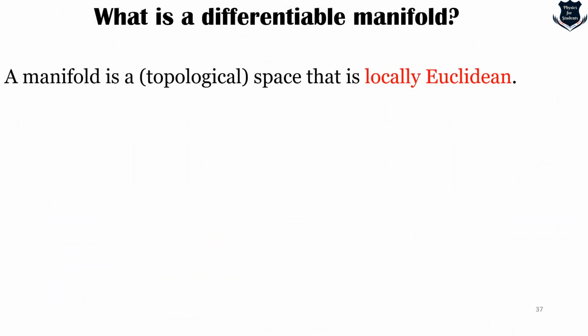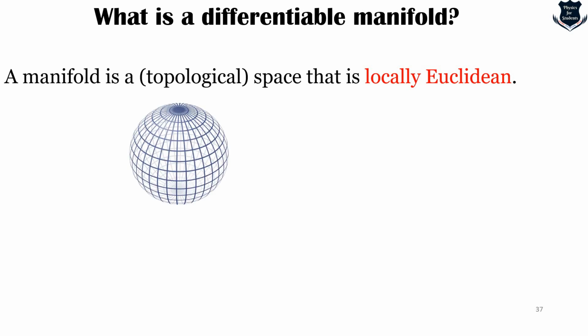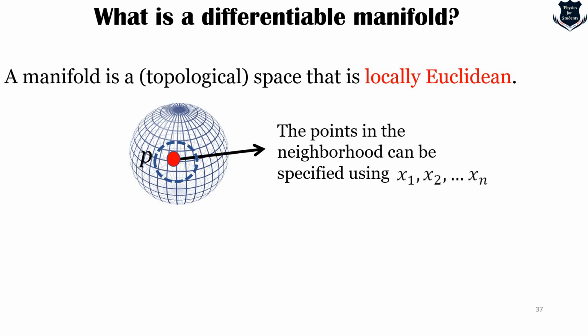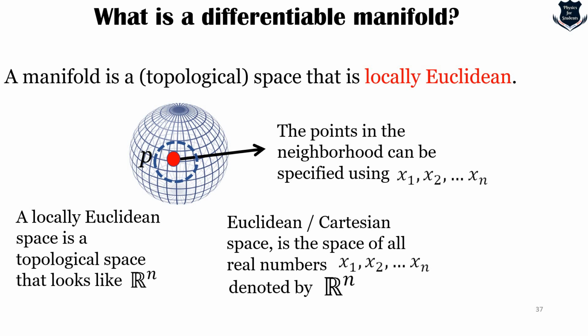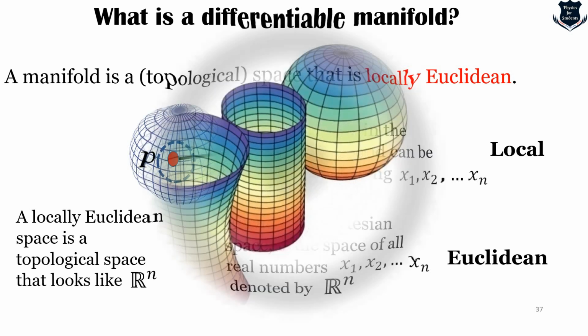So, a manifold is a space that is locally Euclidean. We again take the sphere and say this is a point P. The neighboring points can be specified using the variables x1, x2 up to xn. Euclidean or Cartesian space comprises x1, x2 going up to xn in the real number space Rn, and a local Euclidean space is a topological space which looks like Rn. So this one, where the neighboring points are local, whereas this one will be Euclidean. This is the basic concept of a differential manifold.